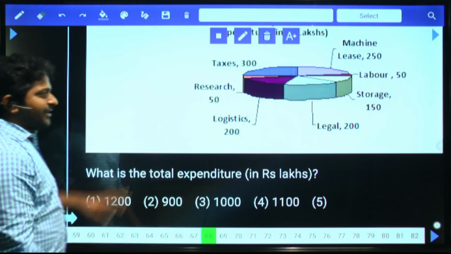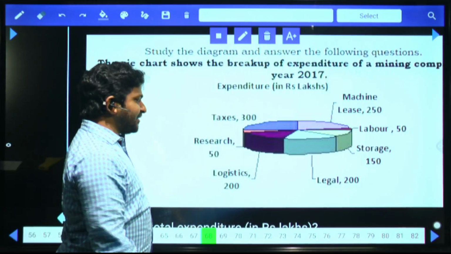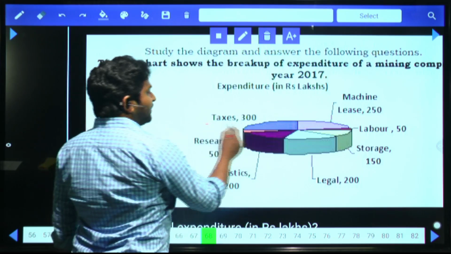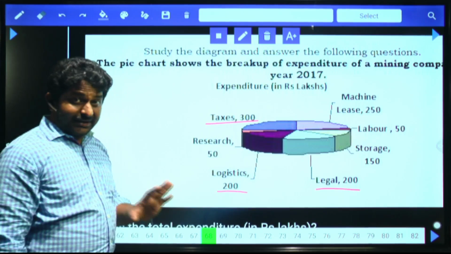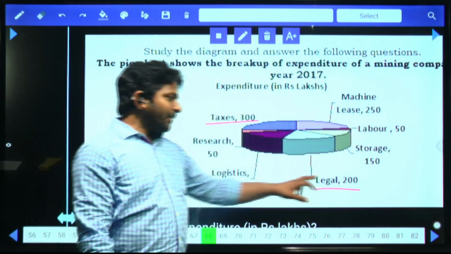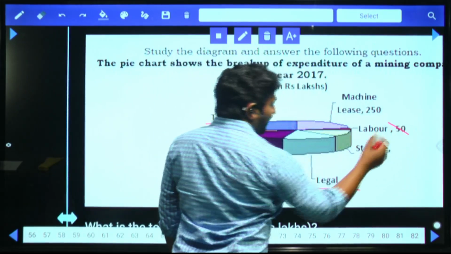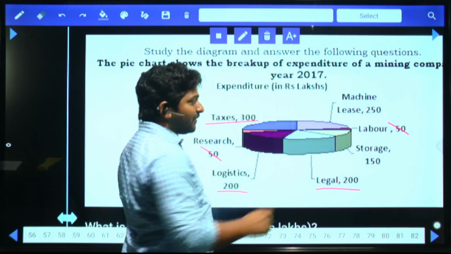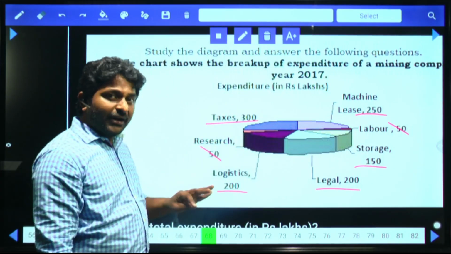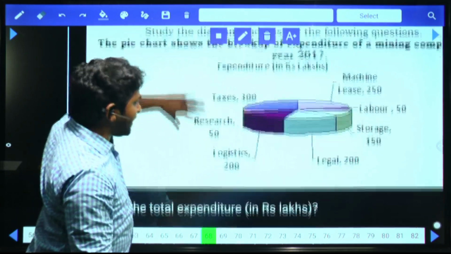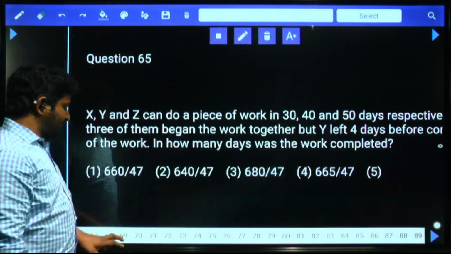What is the total expenditure? Total expenditure ఎంత అని అడిగారు. Right. Now let's see. Hundreds ఉన్నాయి, డైరెక్ట్ గా యాడ్ చేసేసుకుందాం ఫస్ట్, కన్ఫ్యూజన్ లేకుండా. 300, 200, 200. These are perfect hundreds here. 300 plus 200 plus 200, 700. 50, 50, 100, 800 so far. 250, 150, 400. 800, 400, 1200. So total expenditure is 1200. That is first option. Next.